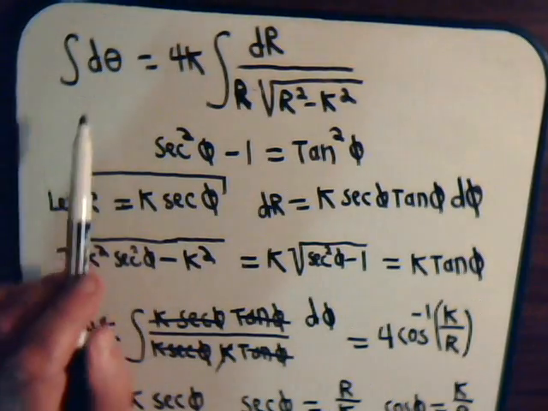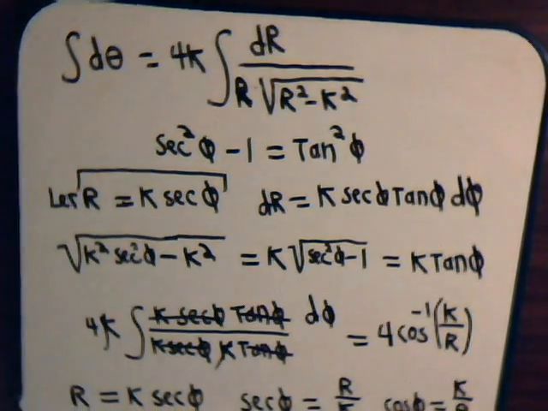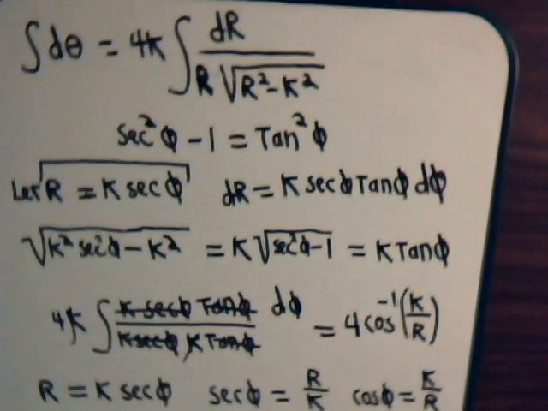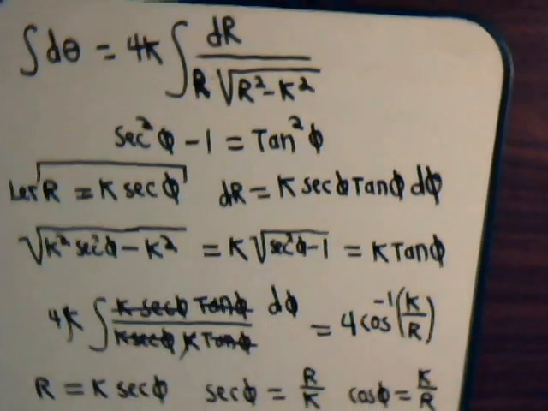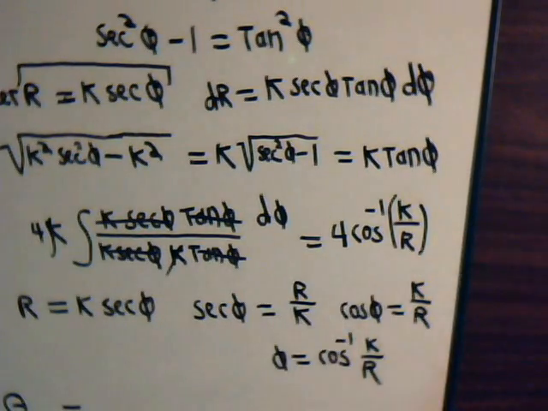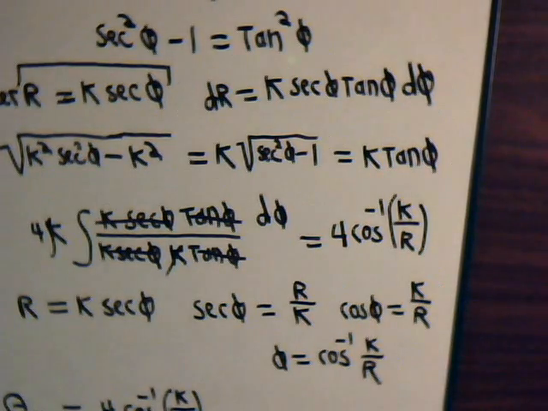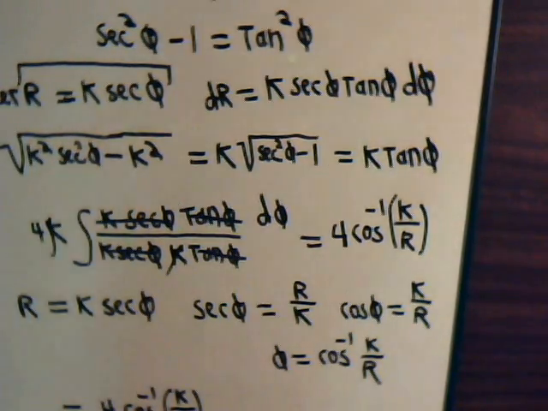Let's look at this side. The integral of d theta, that's just going to be theta. So we have theta equals this integral, which comes out to be equal to this. So we have 4 times the inverse cosine of k over r. And on each side we have an arbitrary constant of integration. So let's just combine them all together into a single arbitrary constant of integration. We'll have it like this.